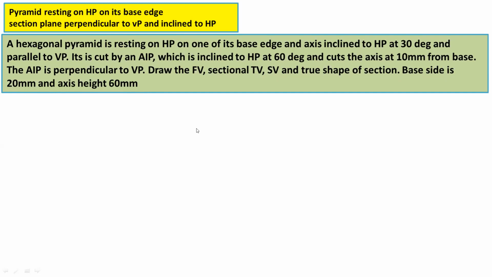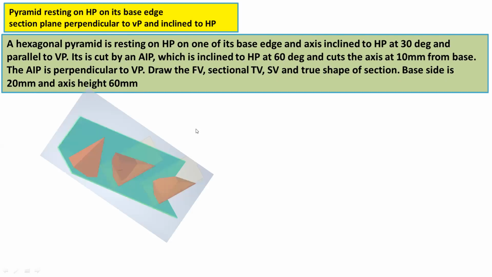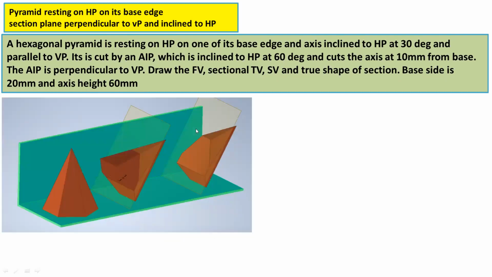So you can observe here in 3 dimensions the given position of the pyramid and position of the sectional plane. So this is the position. Initially, in the first stage, we should assume the given pyramid is completely resting on HP. That is, the base is on the HP and the axis is perpendicular to HP. And one of its base sides must be perpendicular to the vertical plane or XY line.